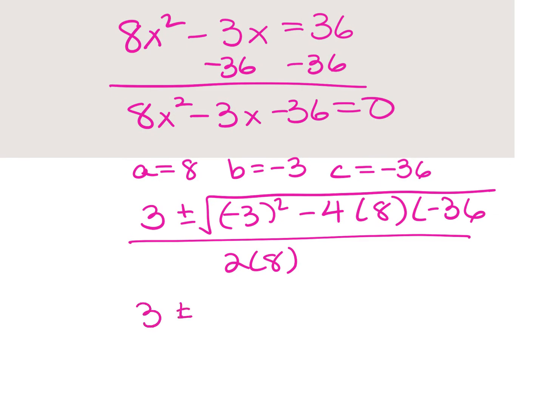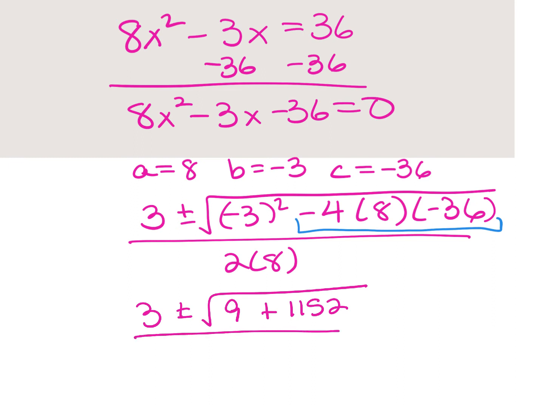3 plus or minus 9. And again, I'm going to multiply negative 4 times 8 times negative 36. Once I do that, I get 32 times 36, which gives me 1,152. 2 times 8 is 16. I'm now going to add what's under the radical. 1,161.